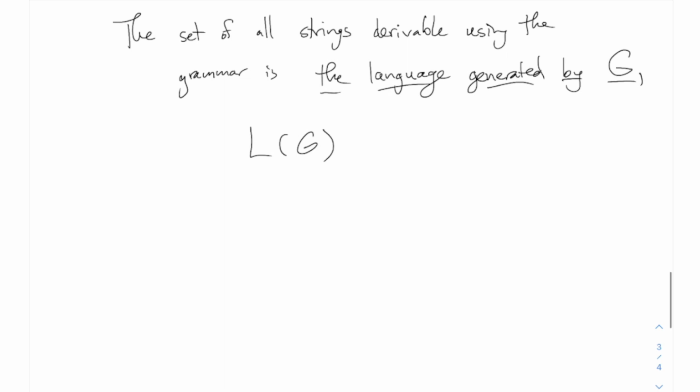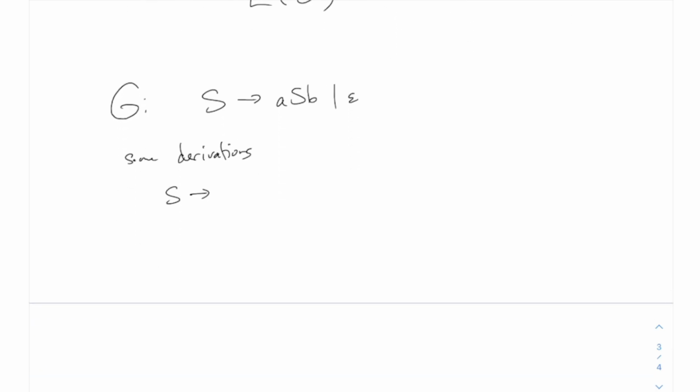For example, here's another example of a grammar. This one only has one line. S goes to A S B, or epsilon. What is the language generated by G? Well, maybe we can just practice a few derivations. I could begin with S, do this ASB once, and then turn the S into an empty string, and I'd get A empty string B, which is AB. So that's one thing that you can make using this grammar.